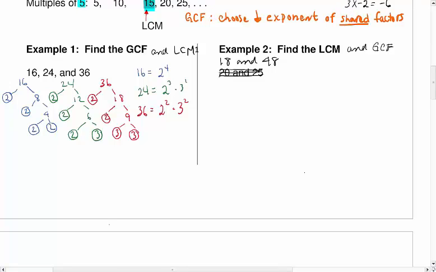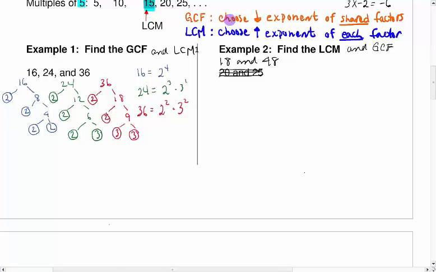And for our LCM, we are going to choose the biggest exponent. Use an up arrow for biggest exponent of each factor. Each meaning that it doesn't have to be shared. Okay, so I'll use a yellow highlighter for GCF and the blue one for LCM.